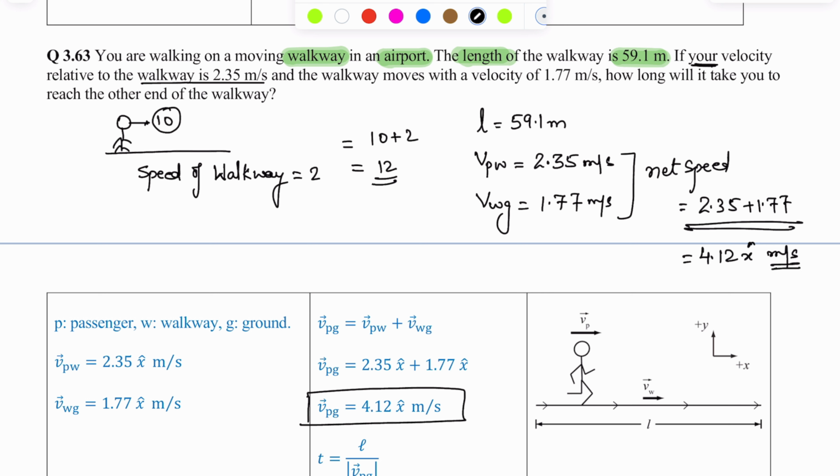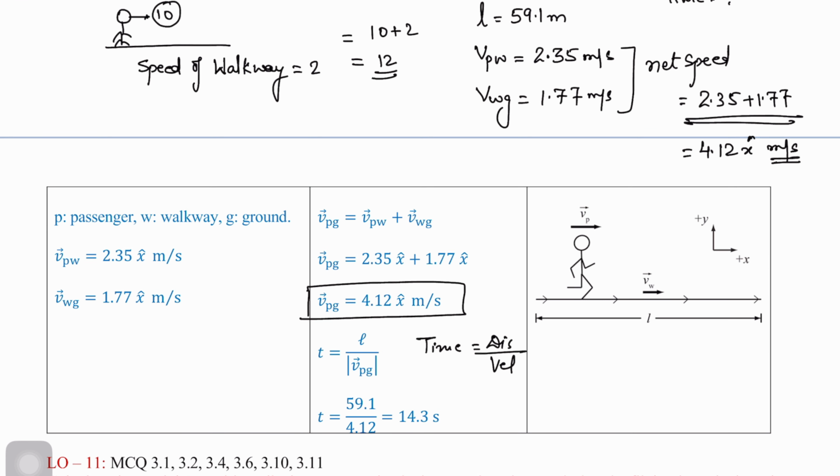What we are looking for is how much time you need to cover this walkway. It is simple: time equals distance divided by the net velocity. The distance here is 59.1 meters divided by the speed, 4.12. So how much time will you take? 14.3 seconds. Clear? Okay, so these are the questions on this topic of EOT topic 10.